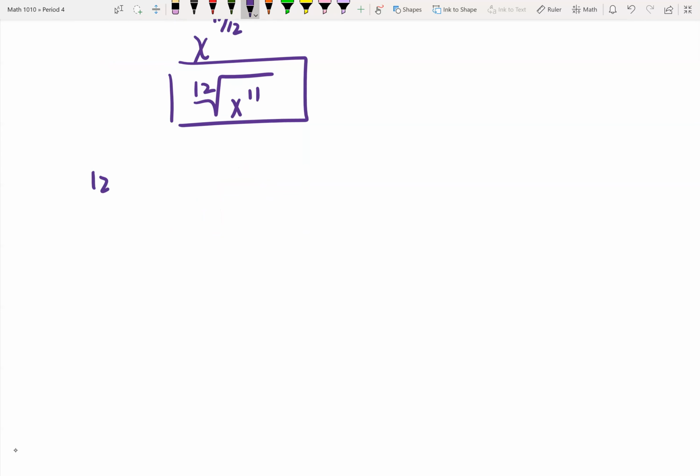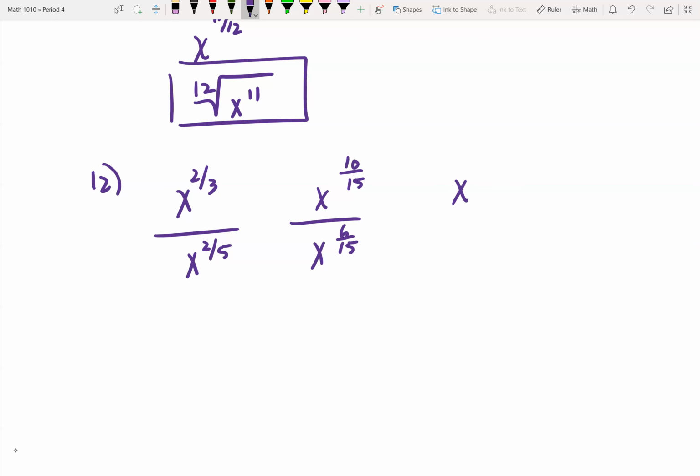Okay, number 12, same idea, but this time I'm going to subtract these things. So I can't subtract them until I have a common denominator. My common denominator is going to be 15. Okay, so 3 times 5 is 15, 2 times 5 is 10, 5 times 3 is 15, 2 times 3 is 6. So I have more on the top. How many more do I have? Well, 10/15 subtract 6/15 is 4/15ths. And again, they want it in radical form. So that's the 15th root of x to the 4th. Box or highlight your answer.